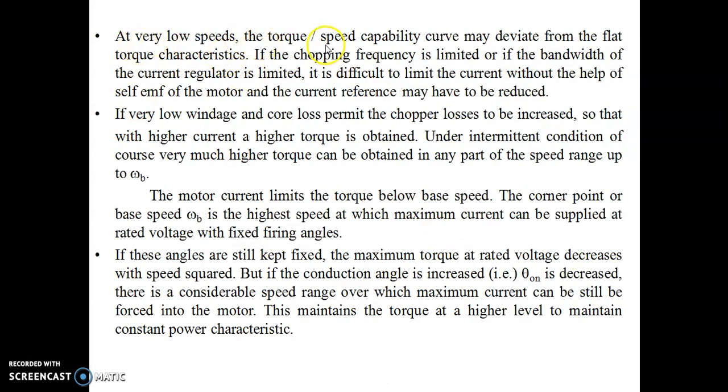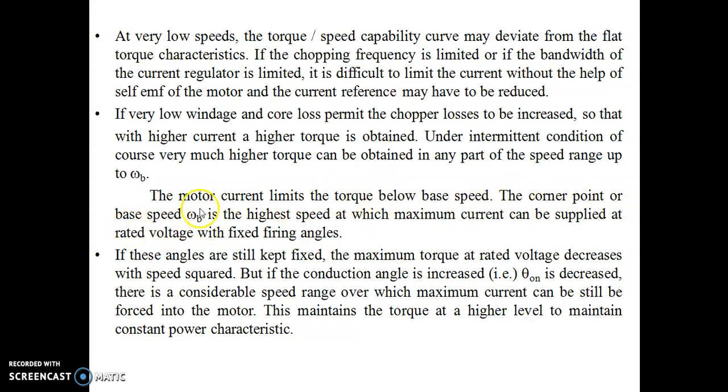At very low speeds, the torque versus speed capability curve may deviate from the flat torque characteristics. If the chopping frequency is limited, or if the bandwidth of the current regulator is limited, it is difficult to limit the current without the help of the self EMF of the motor, and the current reference may have to be reduced. If very low windage and core loss permit, the chopper losses can be increased, so that with a higher current a higher torque is obtained. Under intermittent conditions, very much higher torque can be obtained in any part of the speed range up to the base speed omega b. So the motor current limits the torque below the base speed.